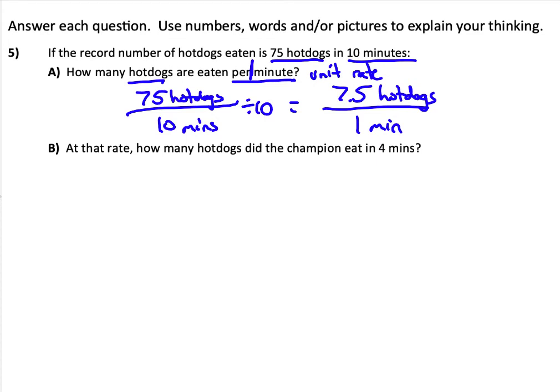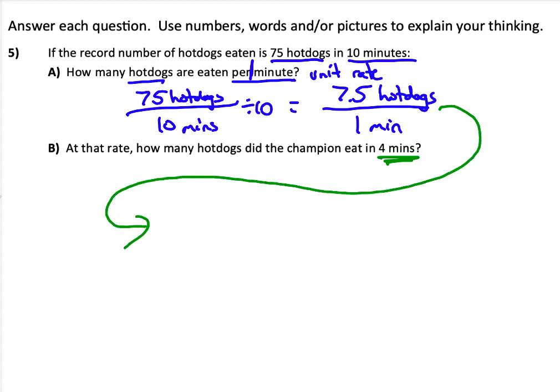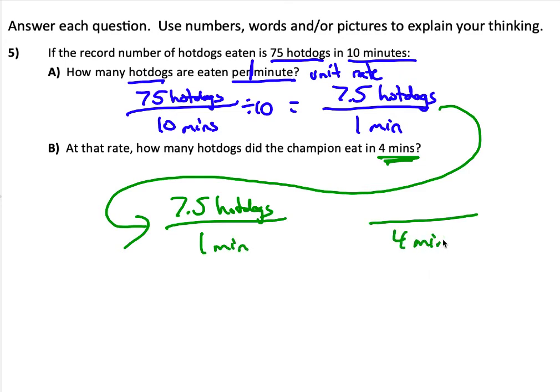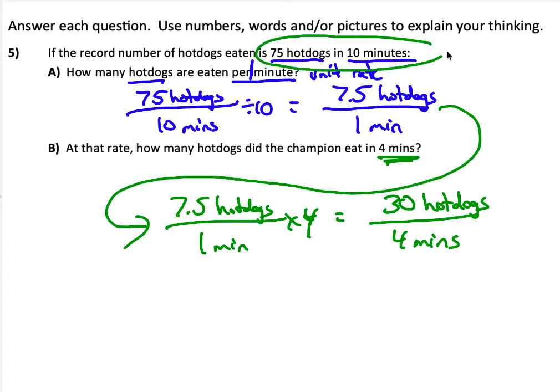Then it said, at that rate, how many hot dogs did the champion eat in 4 minutes? Well, remember, once I know my unit rate, I can find any number of minutes after that. If it's 7.5 hot dogs in 1 minute, if I want to know how much for 4 minutes, I just multiply times 4. So 7.5 times 4 is 30 hot dogs in 4 minutes. So I set up the original information, divided by my denominator to make it into a unit rate, and then I just use that unit rate to find my new amount.